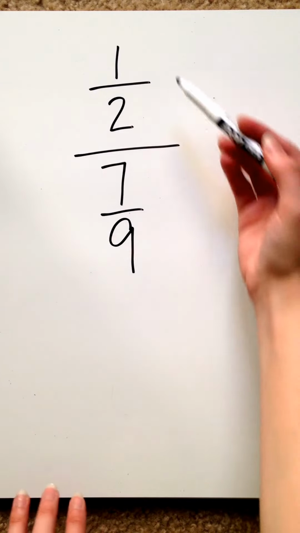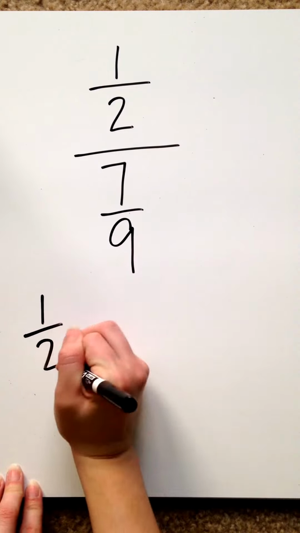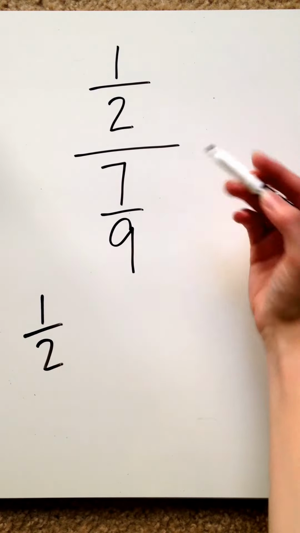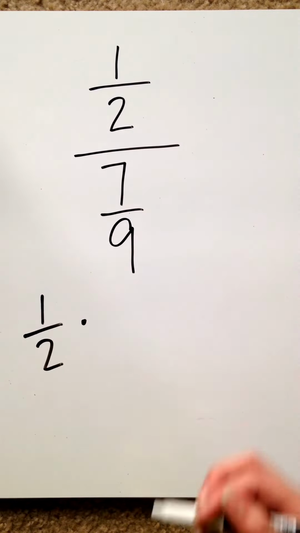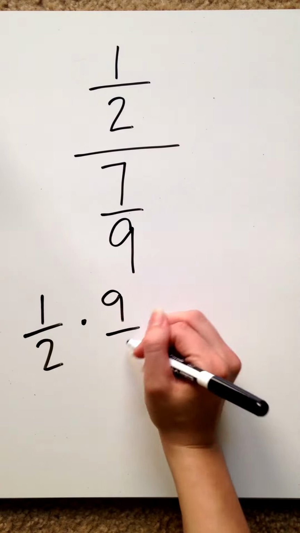What that means is the top, or the numerator, we're going to keep as is. We're going to change the division to multiplication, and we're going to flip the denominator. So 7 over 9 becomes 9 over 7.